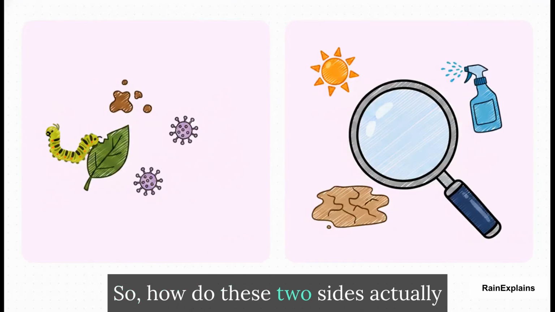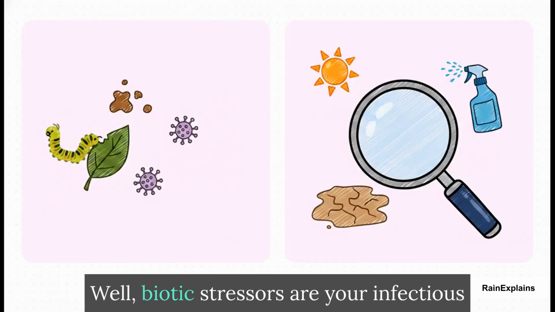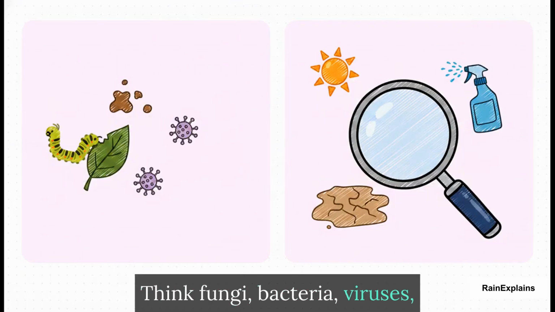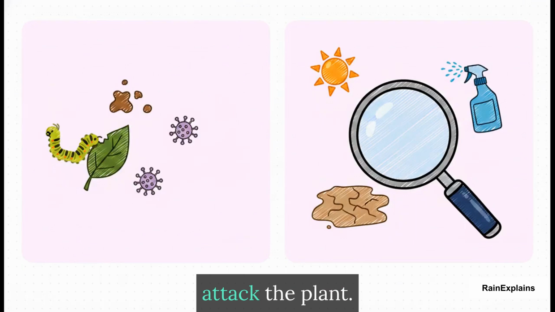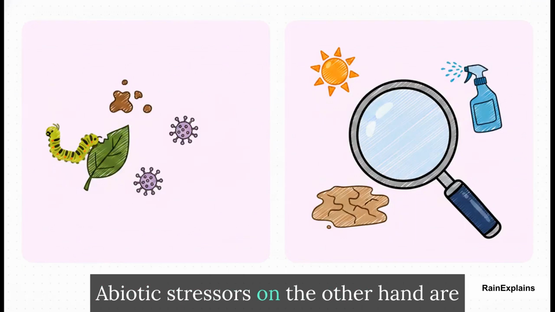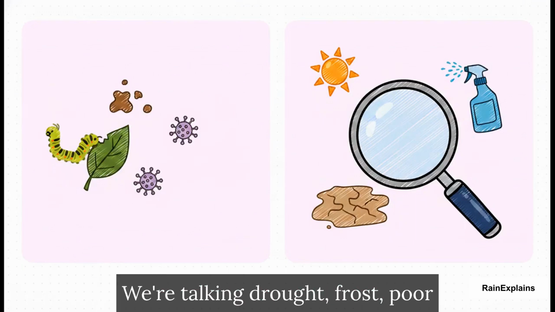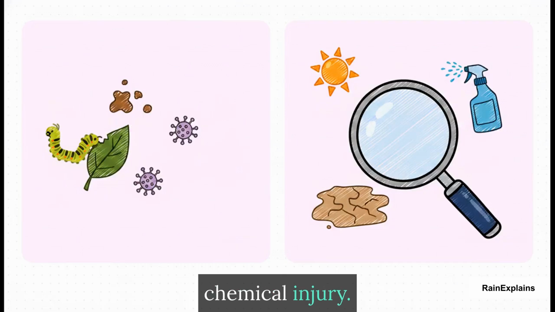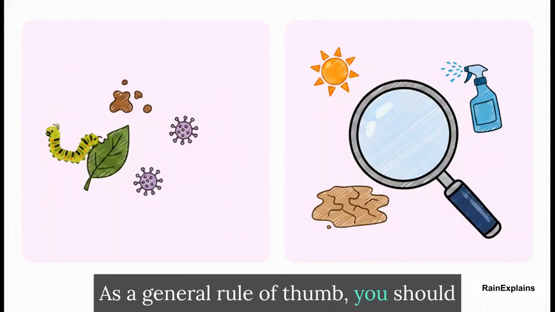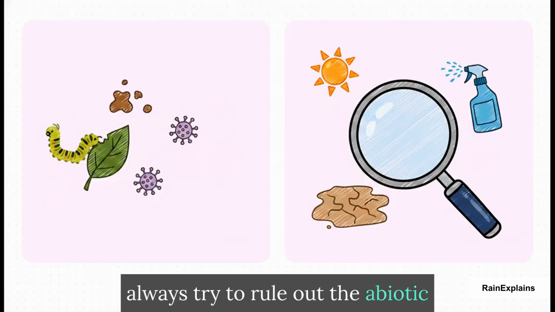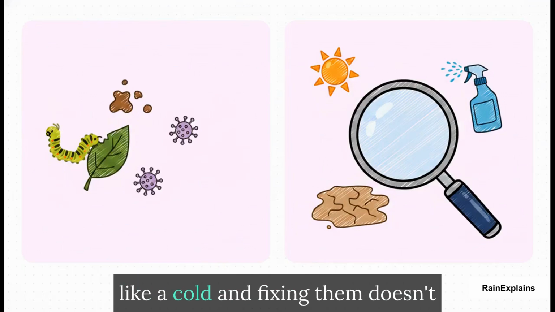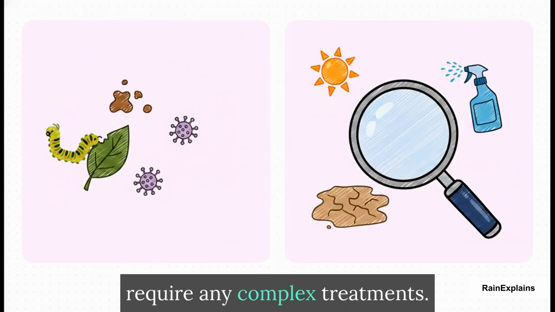So how do these two sides actually break down? Well, biotic stressors are your infectious agents. Think fungi, bacteria, viruses, nematodes, and insects that directly attack the plant. Abiotic stressors, on the other hand, are strictly environmental. We're talking drought, frost, poor drainage, nutrient imbalances, or even chemical injury. As a general rule of thumb, you should always try to rule out the abiotic, non-living causes first. Why? Because they're usually much easier to correct, they don't spread from plant to plant like a cold, and fixing them doesn't require any complex treatments.